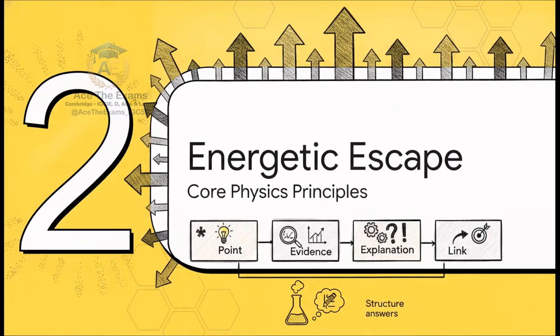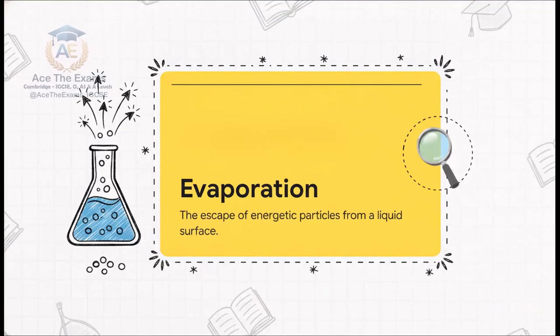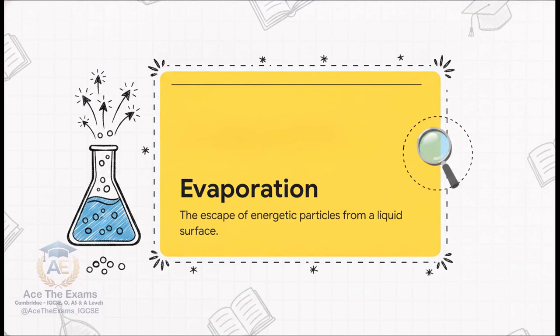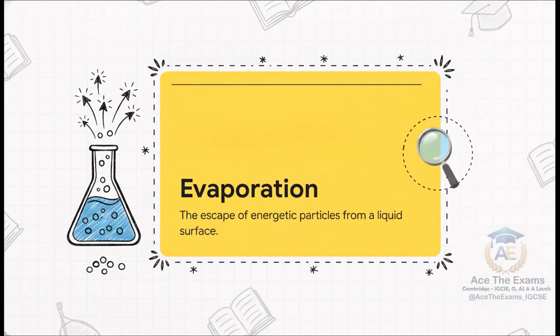Section 2. The physics of energetic escape. To avoid the common mistakes highlighted by examiners, we absolutely need to utilize a proven structural framework. The absolute best framework for Cambridge physics written answers is something we call PEAL. That stands for Point, Evidence, Explanation, Link.